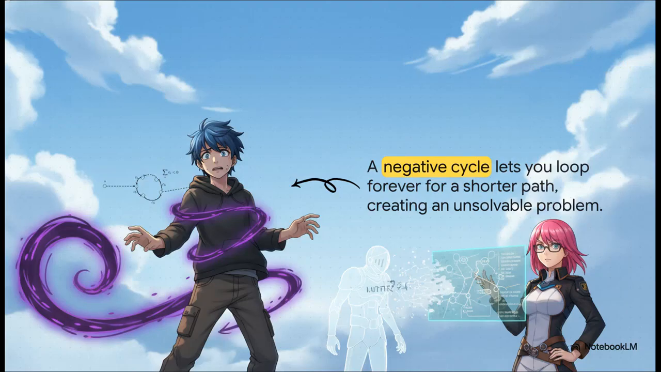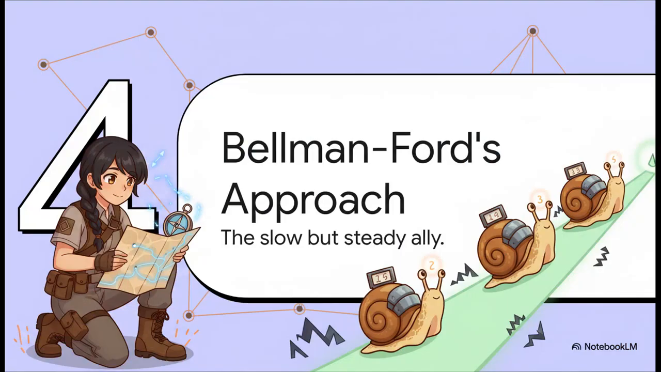And that leads to the ultimate nightmare scenario: a negative cycle. Just imagine finding a loop. You can go around and around forever, and every single time you complete the loop, your total cost actually goes down. You can just keep looping forever, getting a better and better score, all the way to negative infinity. The whole idea of a shortest path just stops making sense, and Dijkstra gets totally lost. And that brings us to our second contender, the Bellman-Ford algorithm.